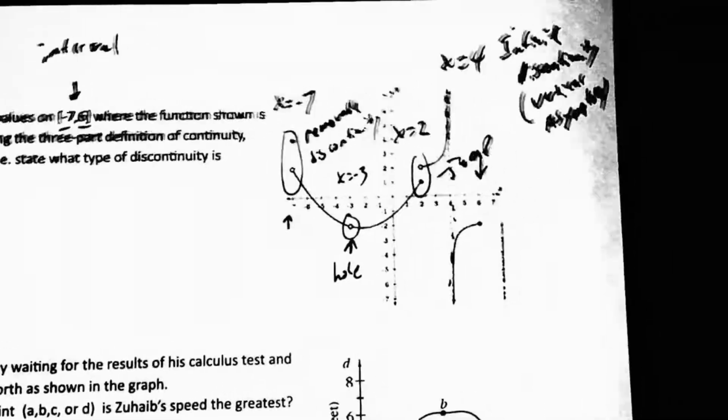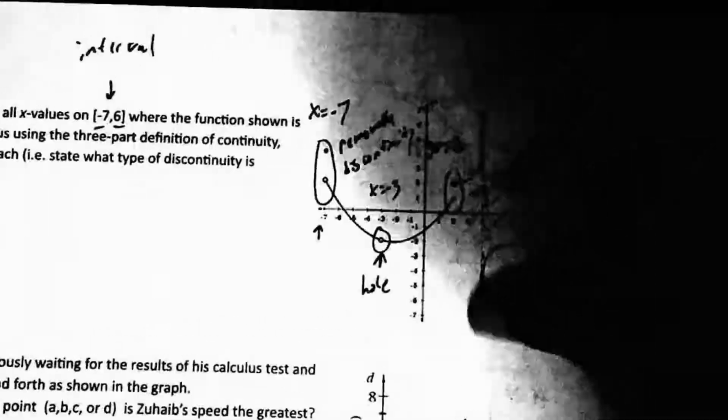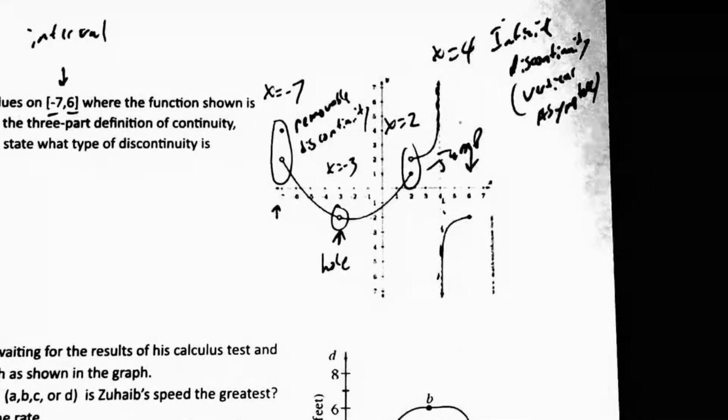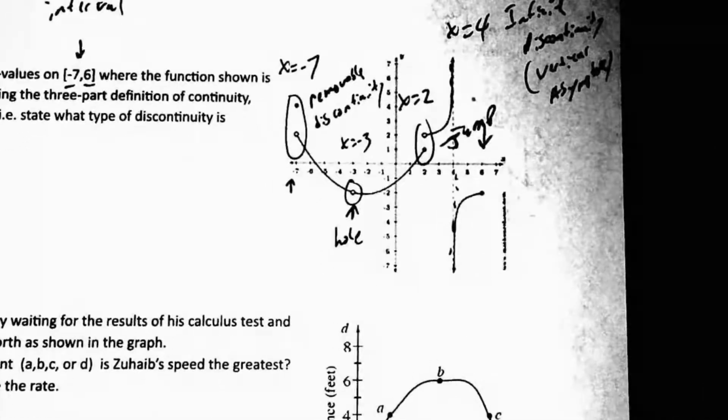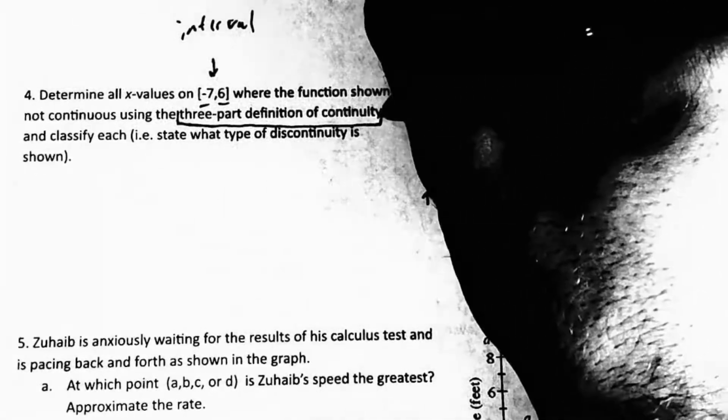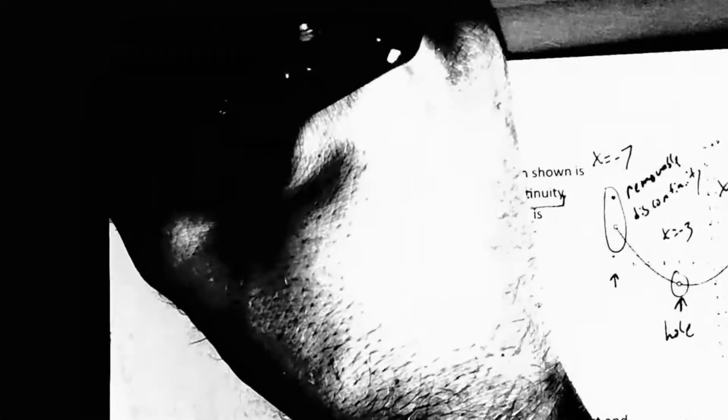Okay, so we have the types, we have the locations. The next part is identifying the why using the three-part definition. So remind the three-part definition. That's a thing you need to memorize. You need to know the three parts. Okay, so test yourself right now. Do you know them? 1, 2, 3 parts.